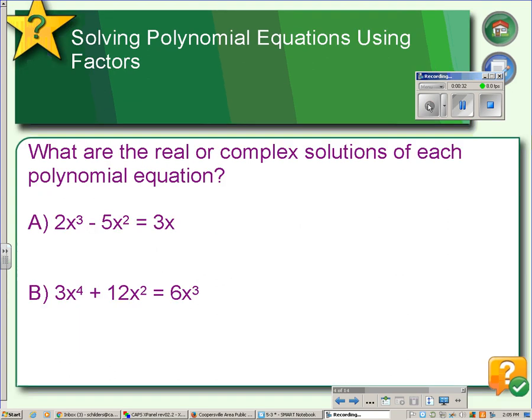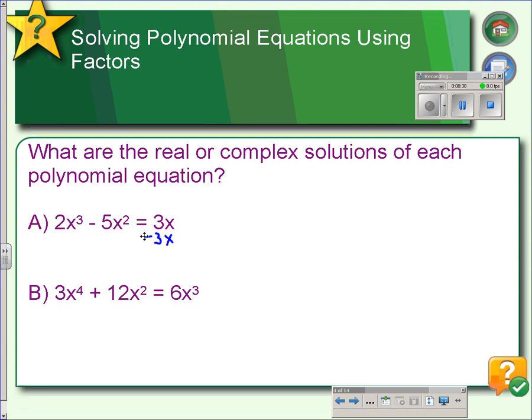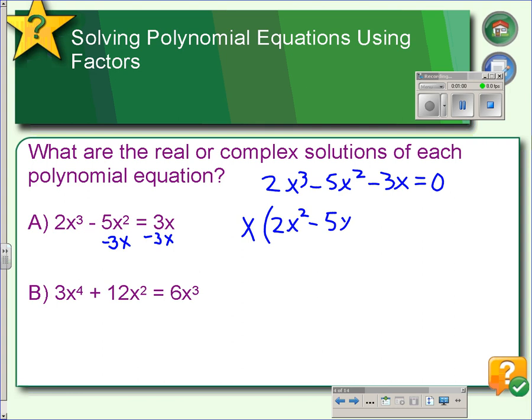So following our steps here, we'll do example A. So first thing we'll do is put this in standard form. So I'll subtract the 3x on both sides. So we now have 2x cubed minus 5x squared minus 3x equals 0. And then factoring this, we're going to want to take out a GCF first. So the only thing that all three terms have in common is x, so we'll factor that out, leaving us with 2x squared minus 5x minus 3.